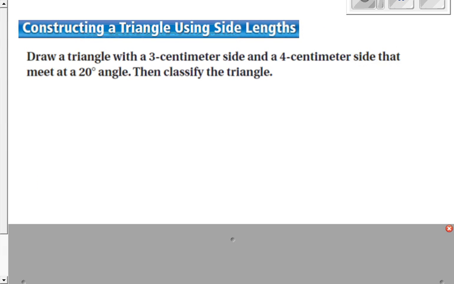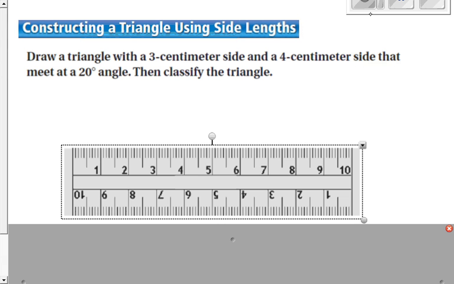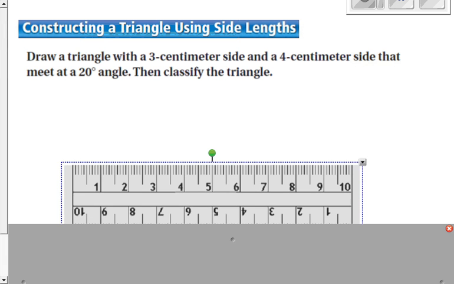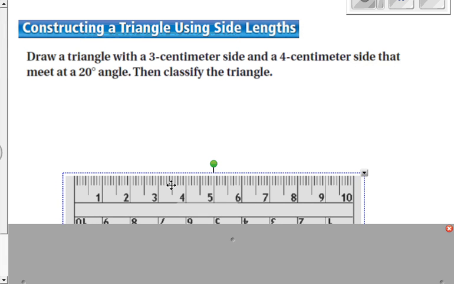Now the next thing we're going to do is we're going to draw a triangle with a 3-centimeter side and a 4-centimeter side that meet at a 20-degree angle. Then classify the triangle. So I have my ruler out here, and as you can see, it's a little bit bigger than the normal ruler, but for your sake, it is a centimeter ruler. So it says draw a triangle with a 3-centimeter side. So what I am going to do is draw a triangle that has 3 centimeters. So right here is 3 centimeters.